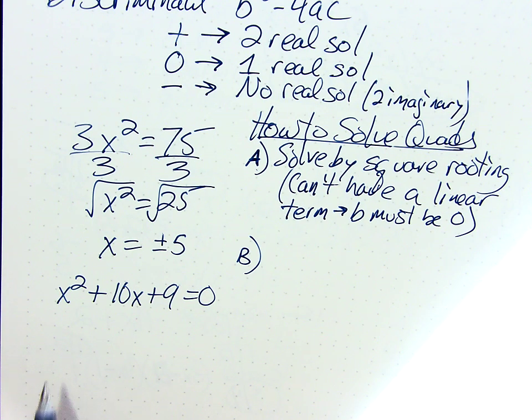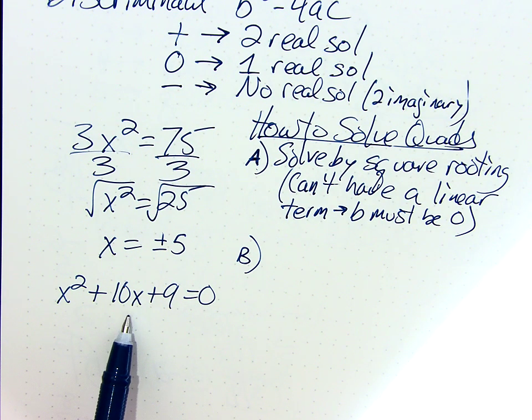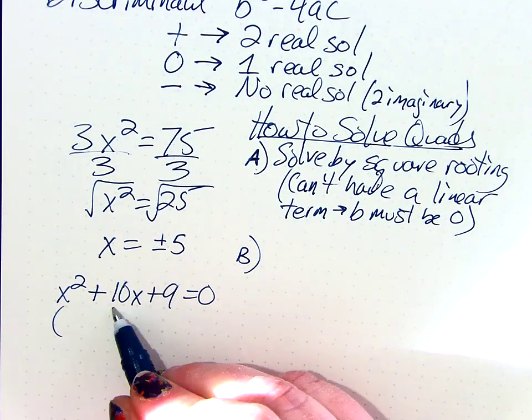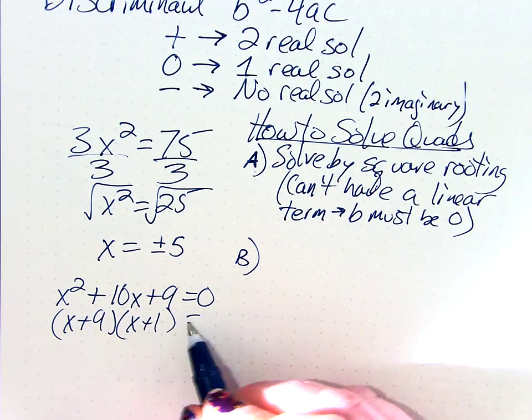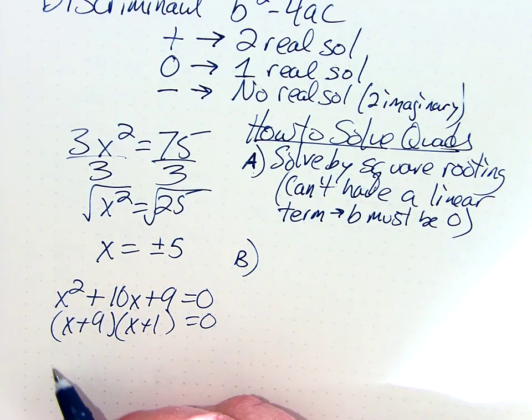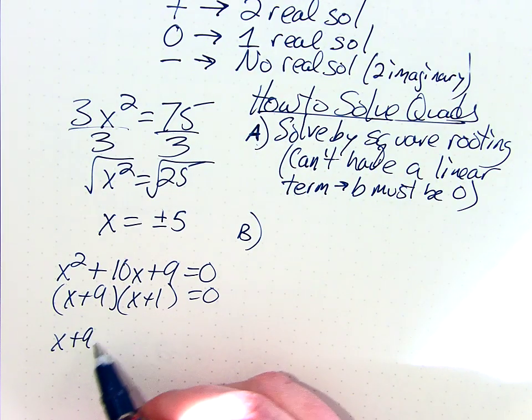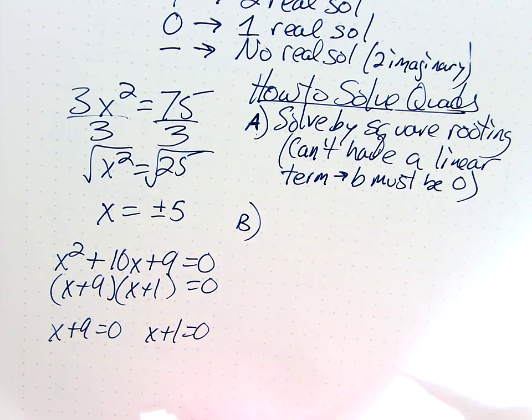Factor it. If a is 1, you're almost done. Find factors of c that add up to b. So, factors of 9 that add to be 10 are just positive 9 and a positive 1. And then once you get it factored, you just set each factor equal to 0. So I literally have x plus 9 equals 0 and x plus 1 equals 0. And then you just solve each one.